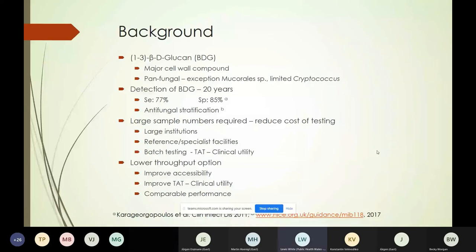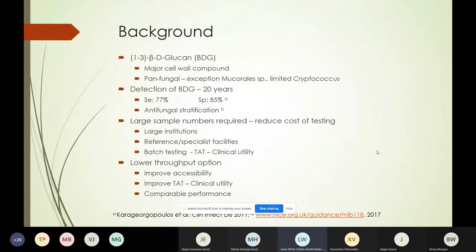And it has been proposed that we can use it for antifungal stratification. In the UK, we have the National Institute for Clinical Excellence, or NICE, and they've actually proposed that the Fungitell test be used where negativity can be used to exclude or stop antifungal therapy. Whether it's actually been used in that way is difficult to say across the UK. It's certainly something that we would employ, and we use BDG alongside other biomarkers to certainly prevent the use of unnecessary antifungals in our patients.